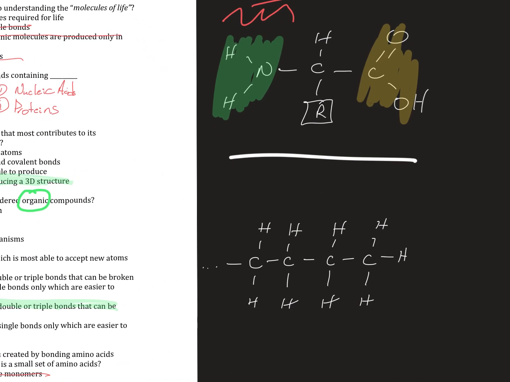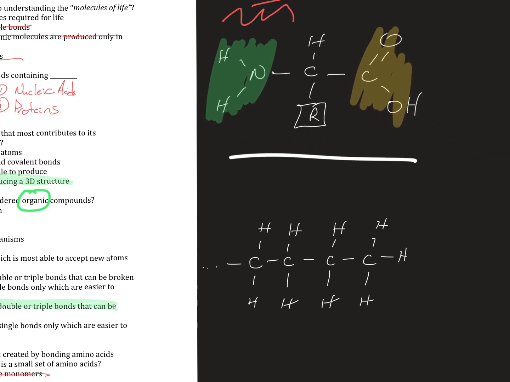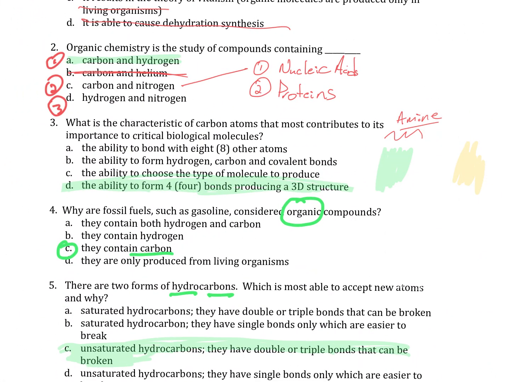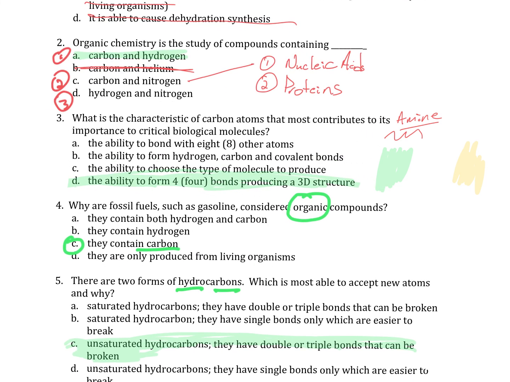Then the lipid is made mostly of carbon and hydrogen. So when we look at the characteristic of carbon that most contributes to the importance of carbon atoms to critical biological molecules, I hope you see that it's the ability to form 4 bonds. 4 bonds. I said it 100 times. I don't know what else to tell you. You should know that. Carbon does not make 8 bonds. No, it does not. Carbon does not make 8 bonds, so you can get rid of that.